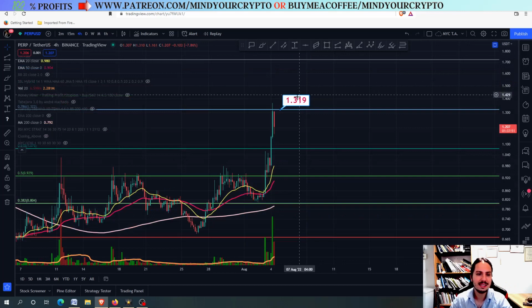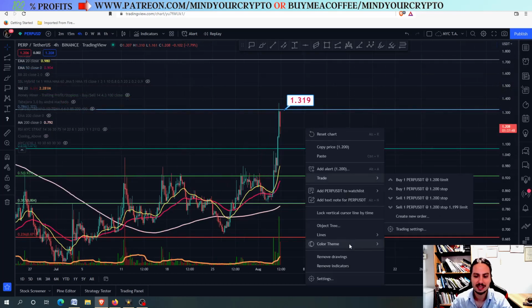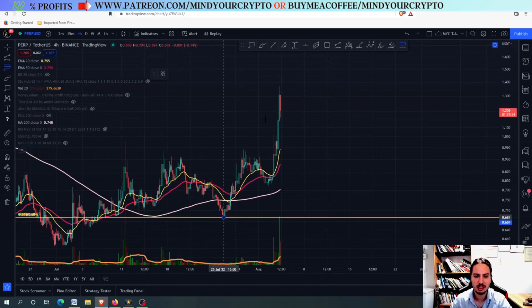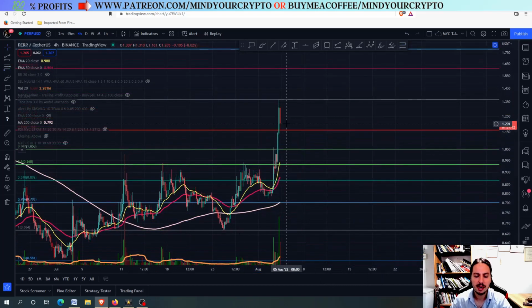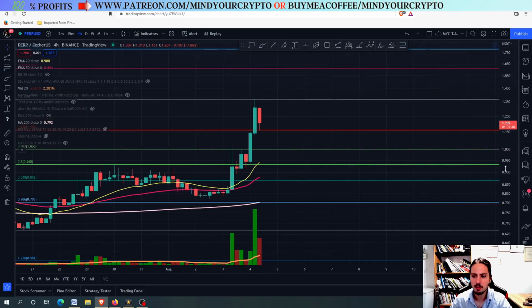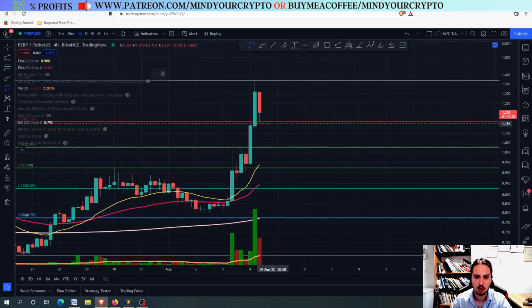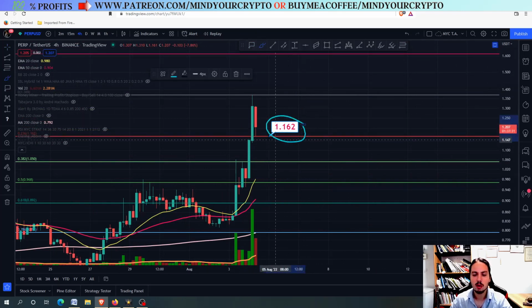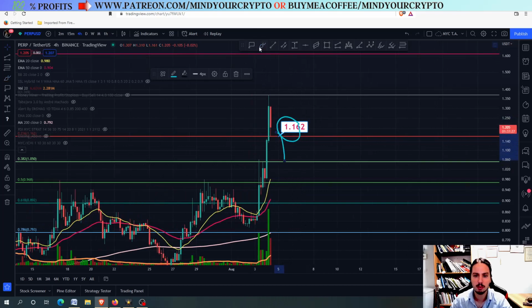Now what is the next step you should be taking? Let's go and draw with Fibonacci retracement from the bottom to the top, and you can see that by the time we are finding a little bit of support pressure right here, this is good, the 1.162. However, closing below the 1.162 will get us even further down to the 1.05, and it is very possible to go even under the 1 USDT.